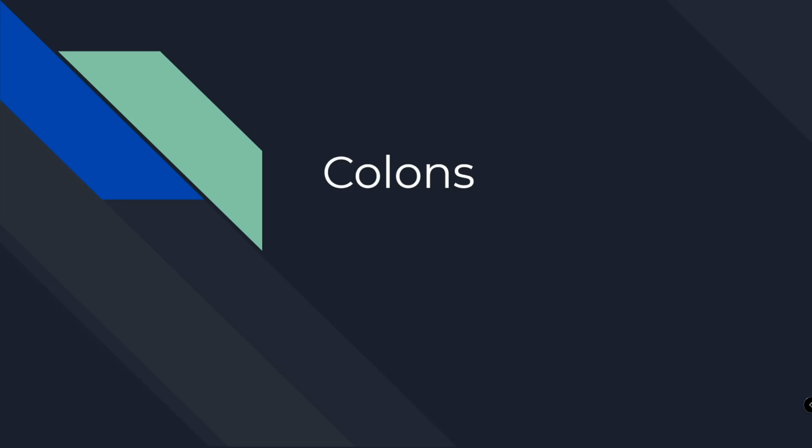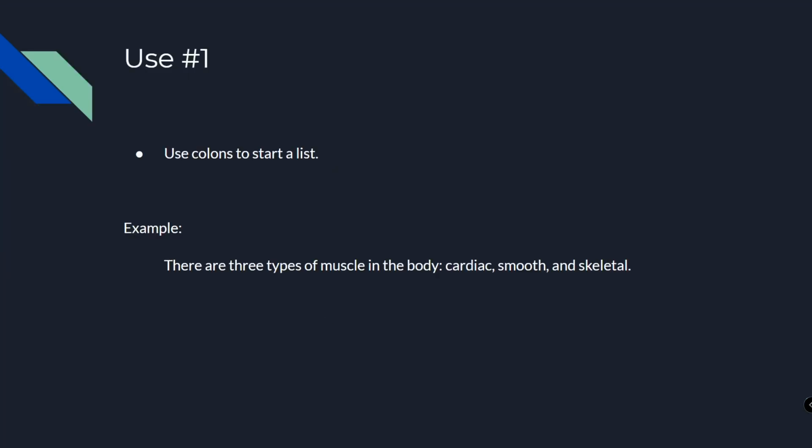Now that you know how to use semicolons, let's get to work on learning how to use colons correctly. Use number 1. Use a colon to start a list. An example of this is, there are 3 types of muscle in the body: cardiac, smooth, and skeletal.